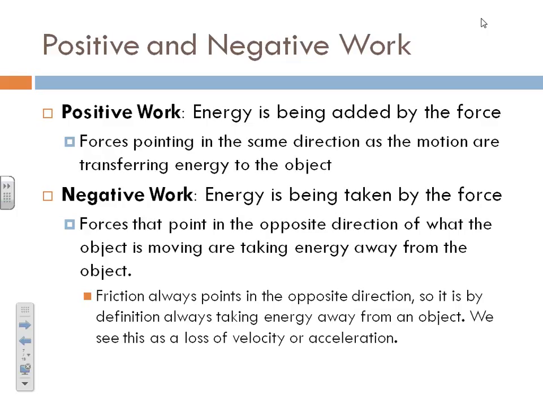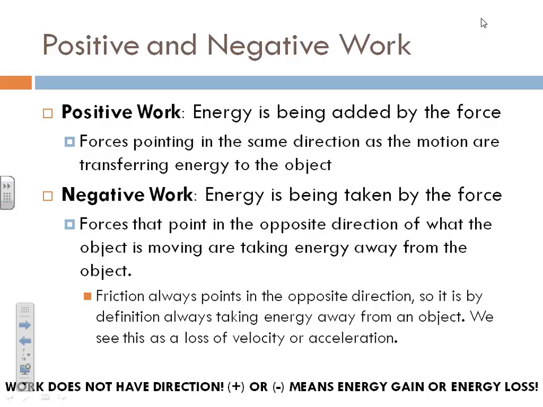Now, friction is one of these forces. It always points opposite the direction that you're moving. We have that in our notes from earlier. So by definition, friction is always taking energy away from the object. And so we see this in practical life when we look at an object that has friction acting on it, that we're going to either lose velocity or we're going to lose acceleration as a result of it. So losing energy, we can actually see that energy loss in the way that the object behaves. So in summation, work does not have a direction. So positive and negative don't mean to the right and to the left for us. In fact, it really means that energy is either being gained or energy is being lost by the object.